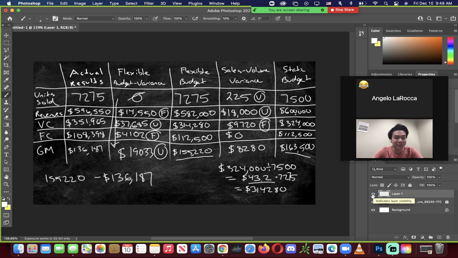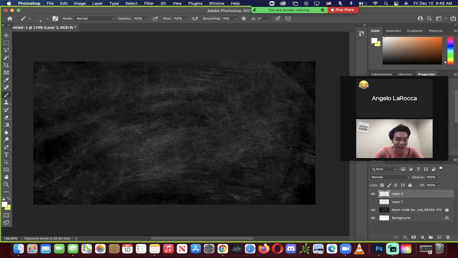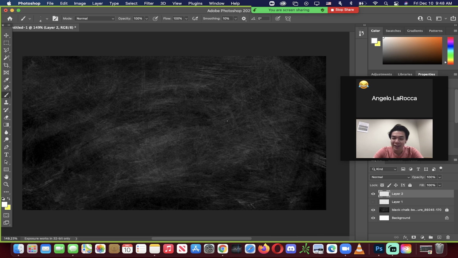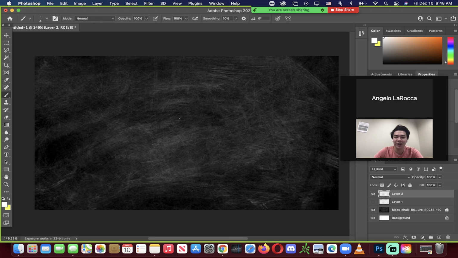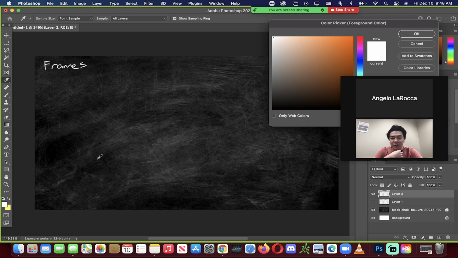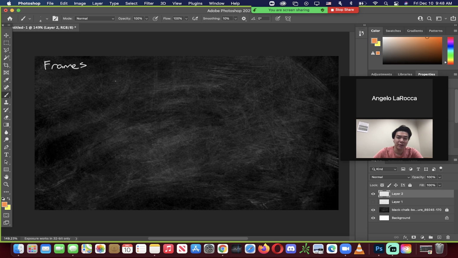But yeah, so let's do frames first, right? There are 3 departments: frames, blades, and direct manufacturing labor. So first we'll do frames. We're going to change the color a little bit, let's go for an orange. We're going to go through the same process, right? We're going to have actual results.